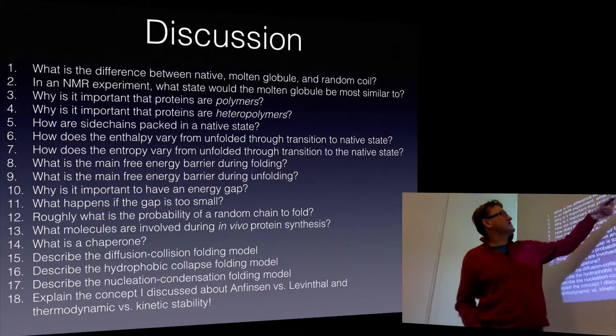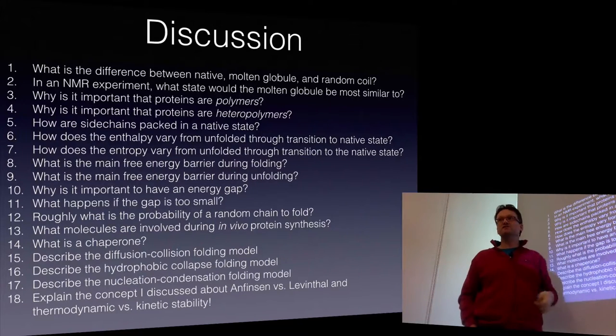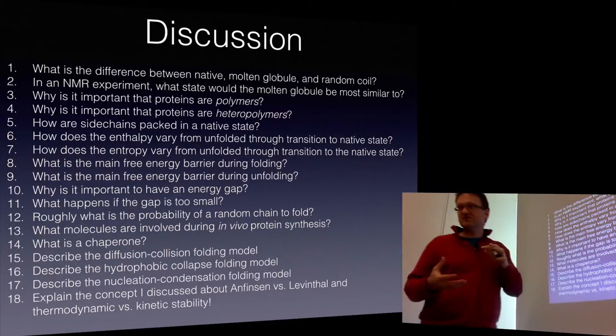But the key thing is that it's really this transition between molten globule and native that determines every single property of the proteins we see. What are the characteristics of the barrier? What stabilizes the protein structure and everything?